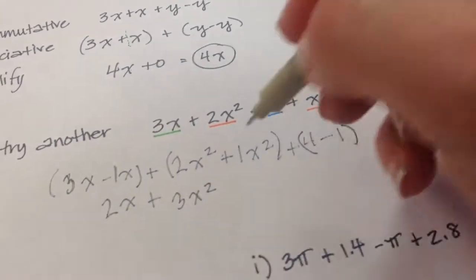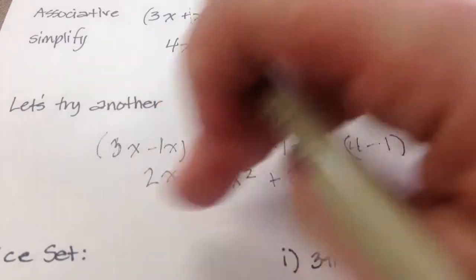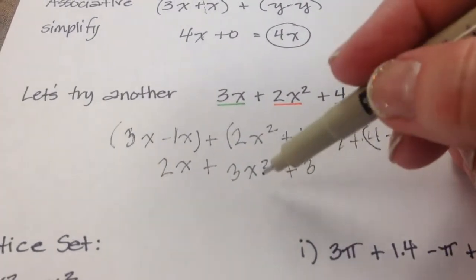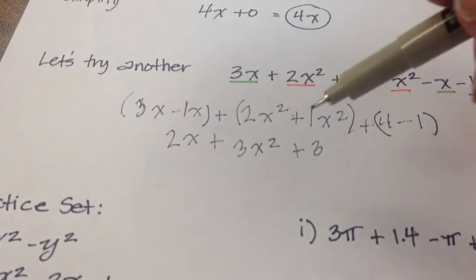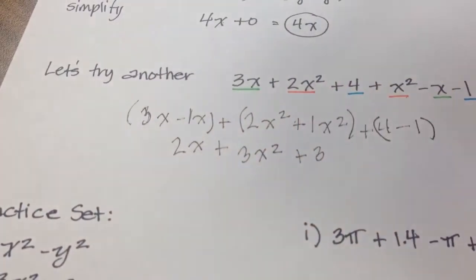And then what's 4 minus 1? 3, so plus 3. And that's it. That would be my answer. I don't have to do any other figuring because no one is telling me what x is worth, right? So this is the most I can do. I've collected my like terms. That's all I can do.